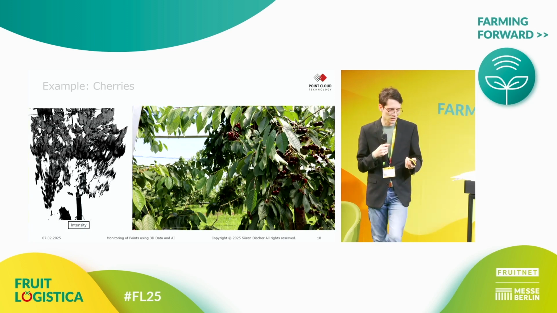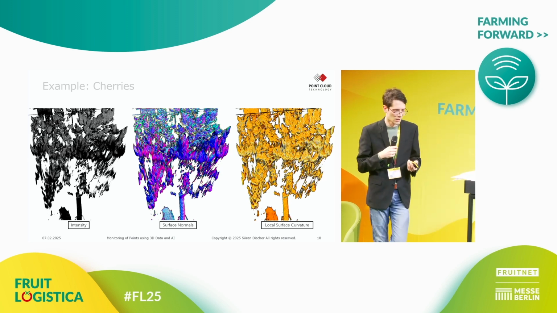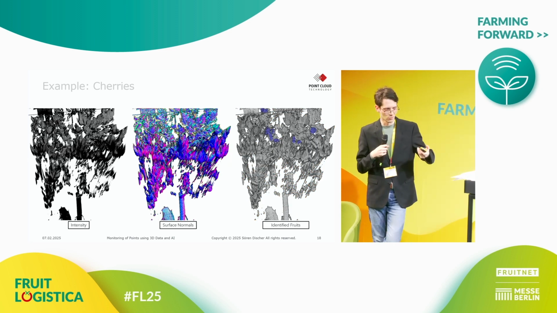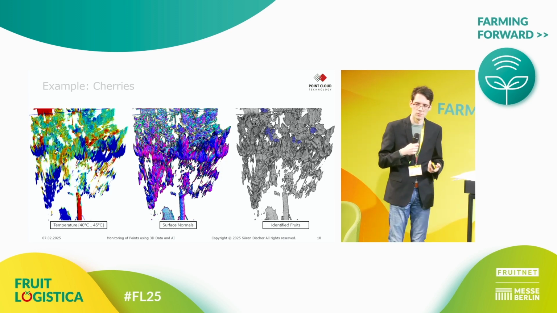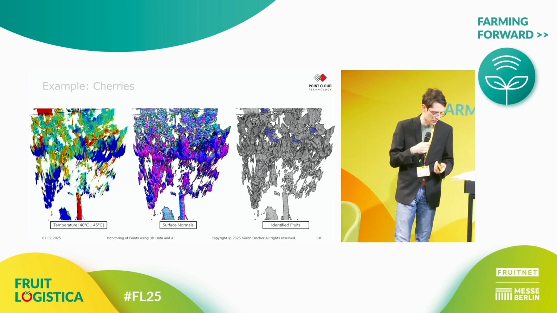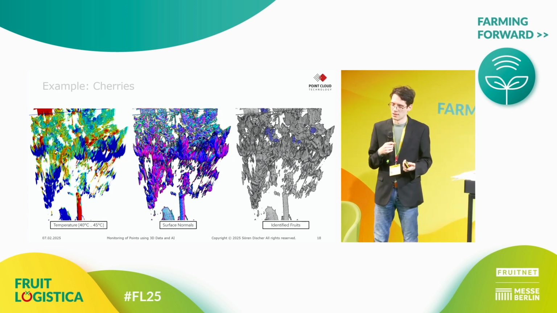So we again have intensity values, followed by surface normals and local surface curvature. And we also already have initial results for cherries that we expect to further improve over the next month. And we also plan to give a final update on that at the Food Logistica next year.